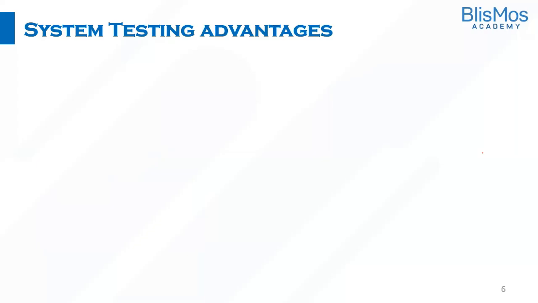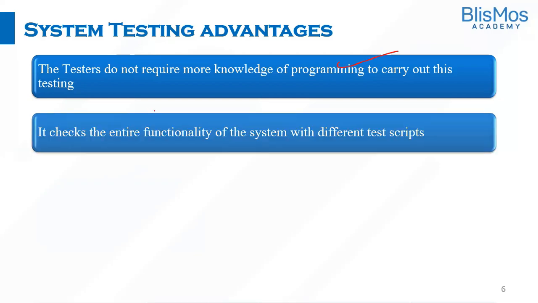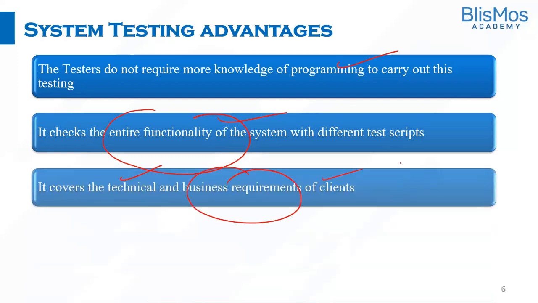By performing system testing, there are lots of advantages. Some of them being, if you want to perform the system testing, tester is not required to know the code, the programming language, whether it can be written or coded in a Java or a Scala or a Python, it doesn't matter. Since it is the external working of the system from the user perspective, tester need not require more knowledge on the programming. However, if a tester has a programming knowledge, it helps. It checks the entire functionality of the system with various kinds of test scripts. It covers both the technical and business requirements of the clients.